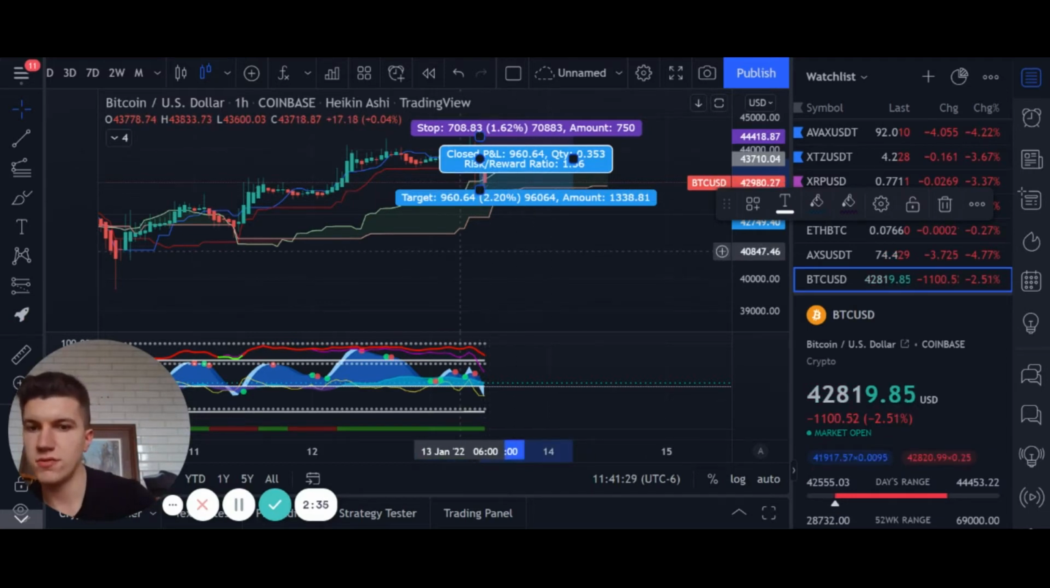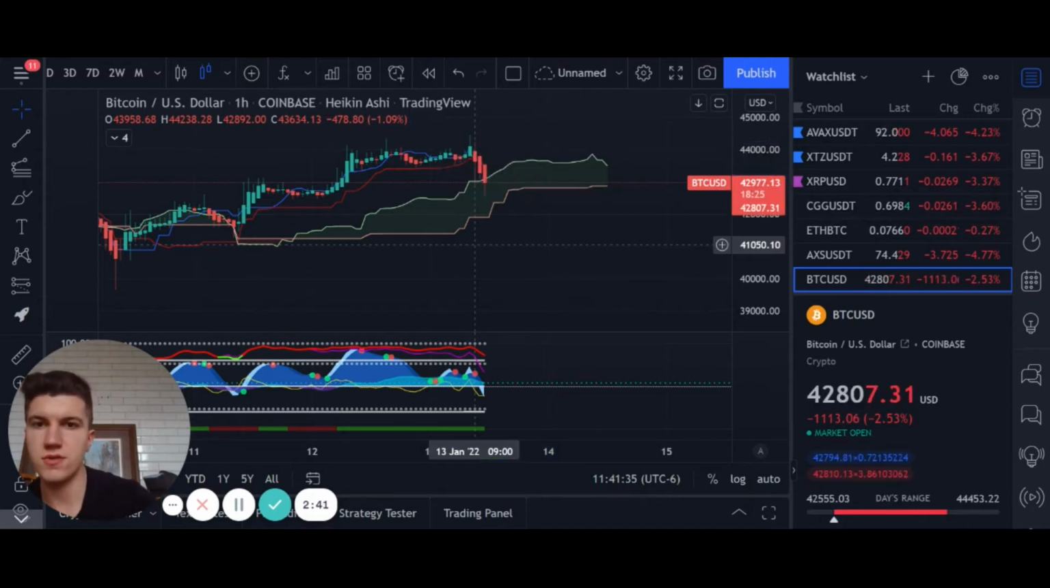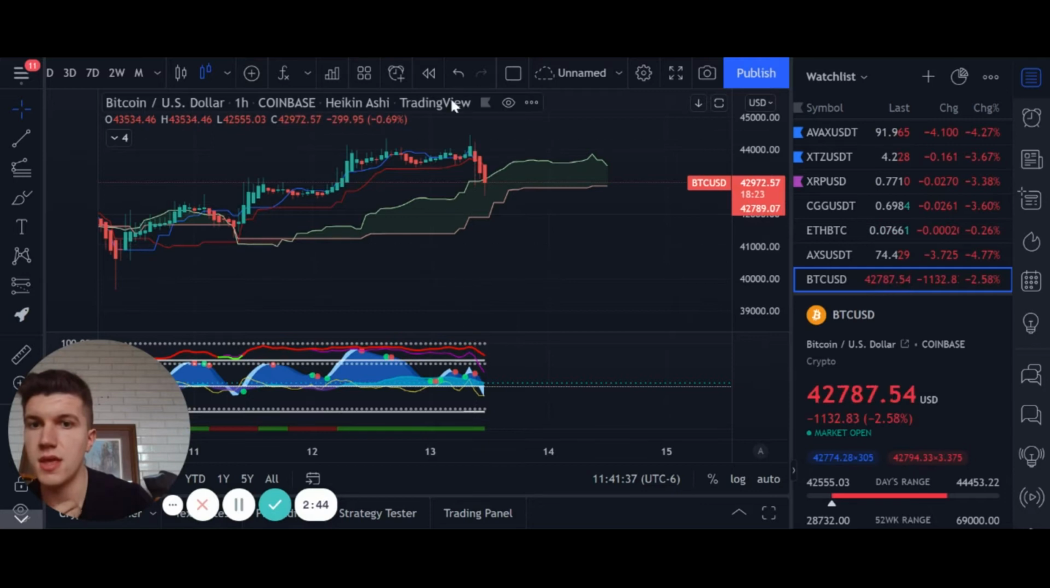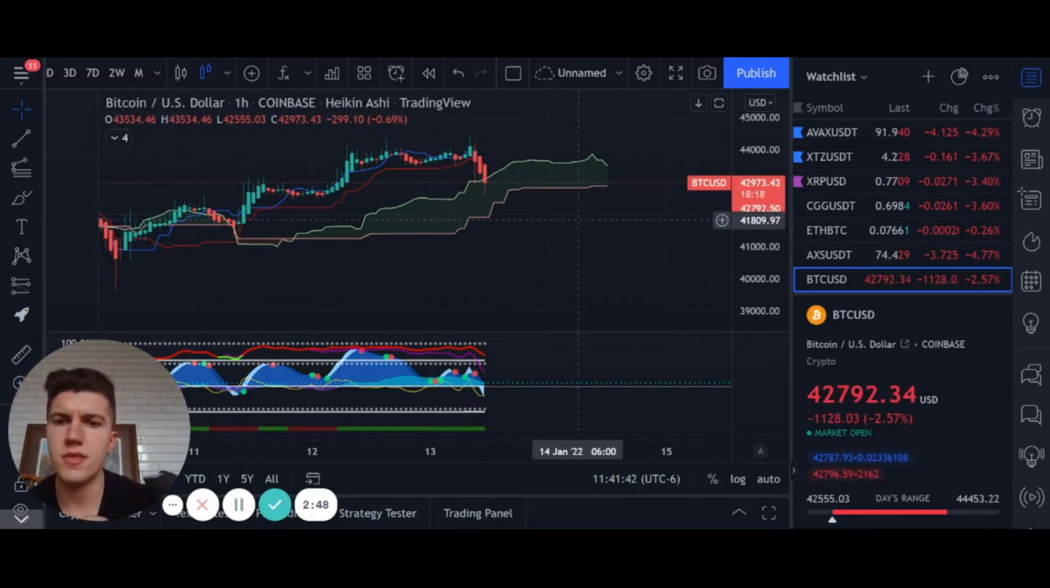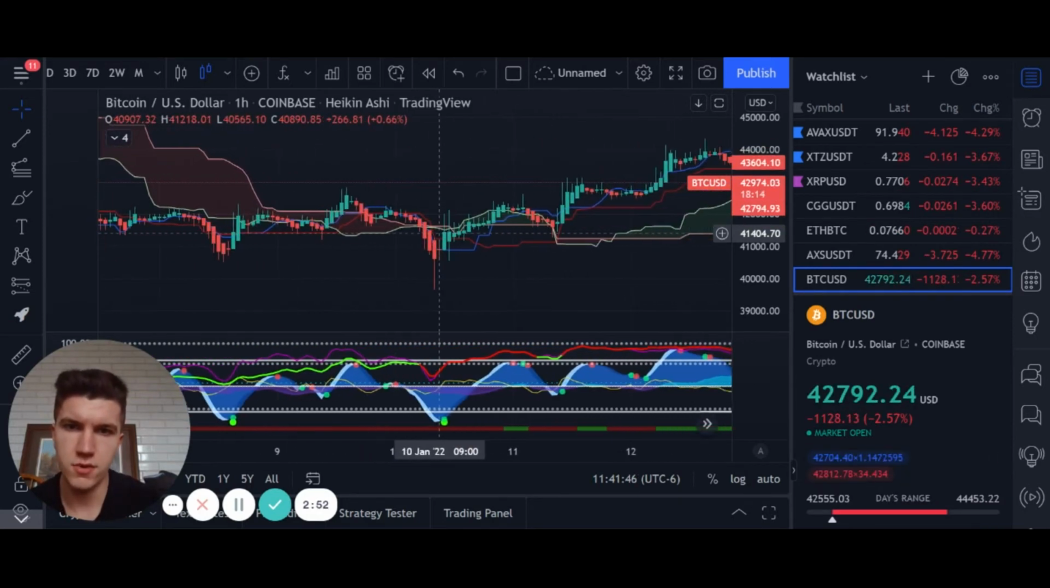And recently today we had a price that did go through the conversion line when it was on top of the cloud and the red line. Anyways, that's a shorting strategy. Let's look for a long strategy. And I see one right here.